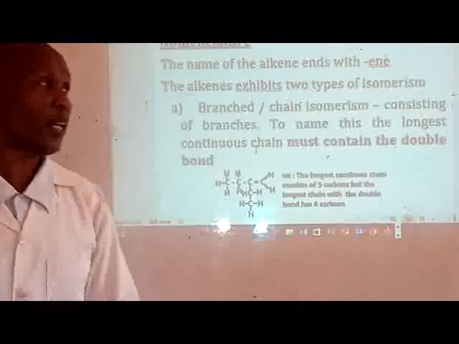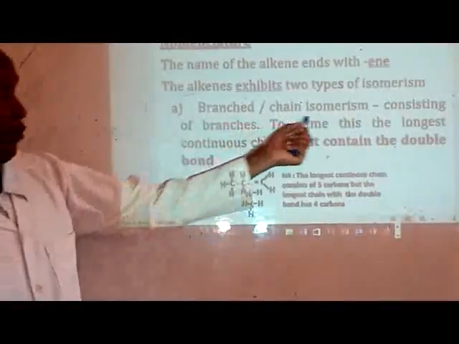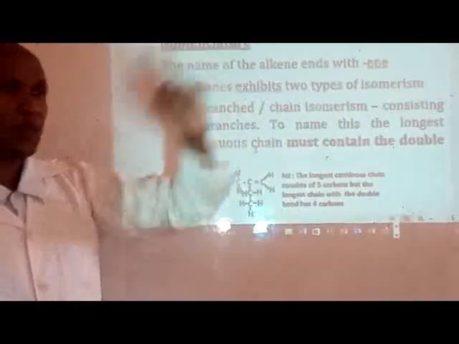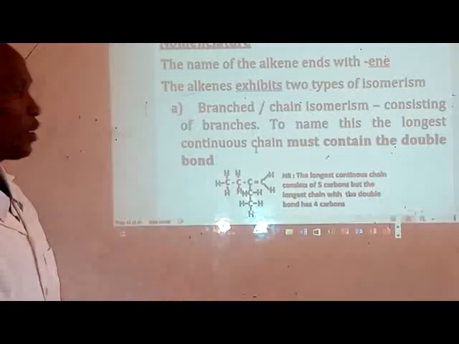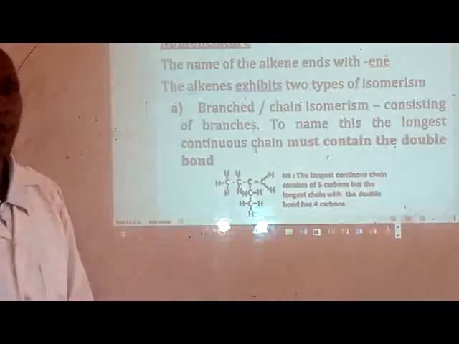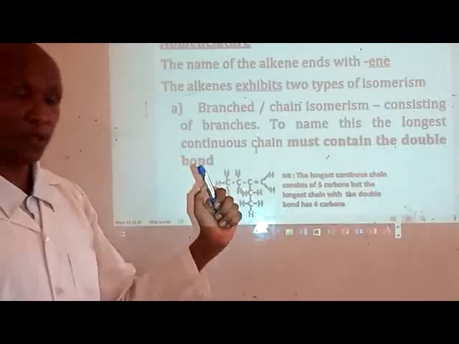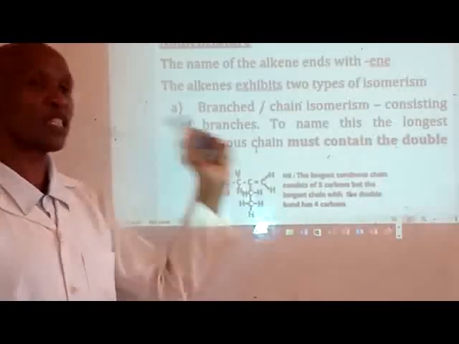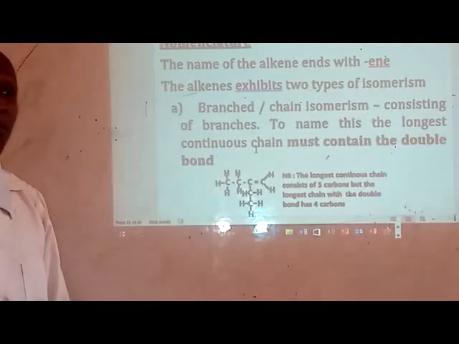So to name alkenes, the name must end with -ene. If it is branched, then the rules will apply as they applied for the alkanes. Those rules, the longest continuous chain, the branch and all that we said. But what you must take note of is that the longest continuous chain must contain the double bond.